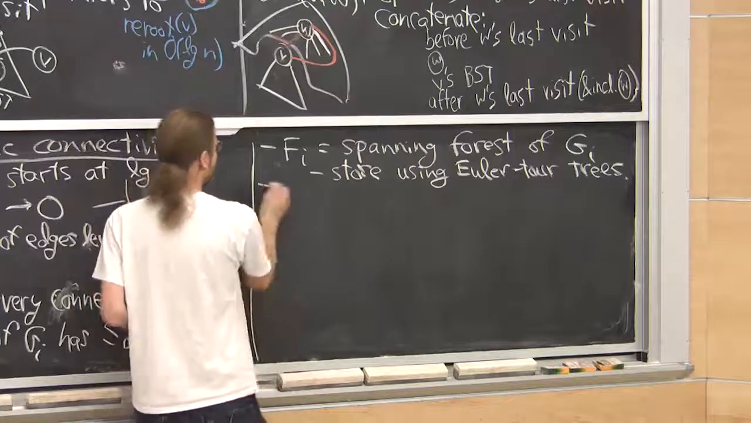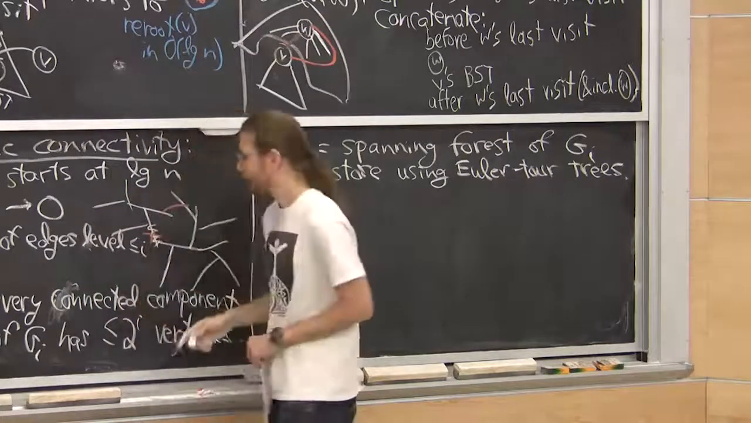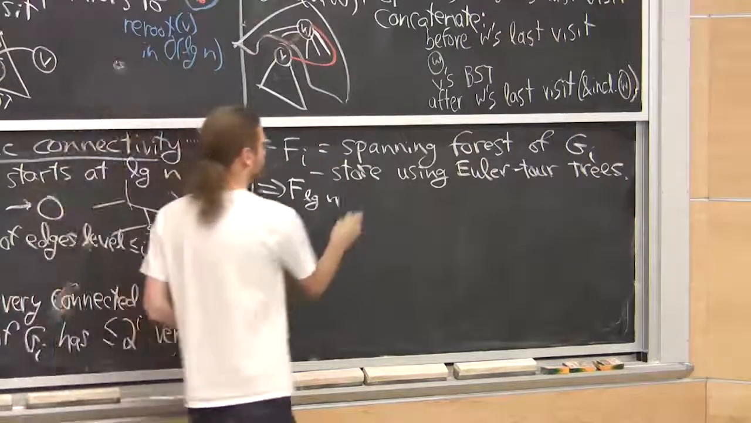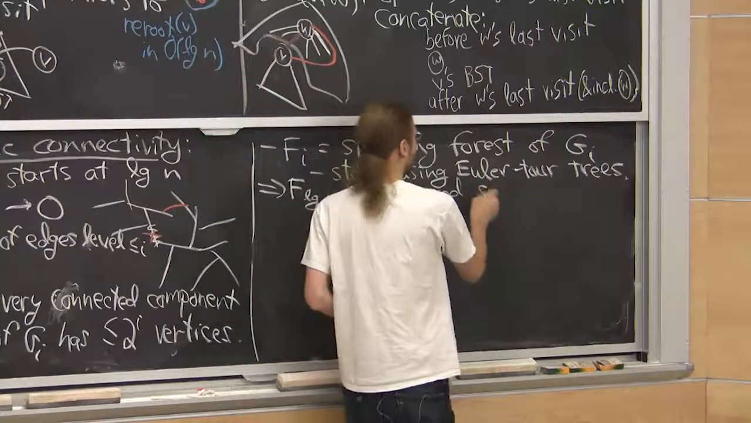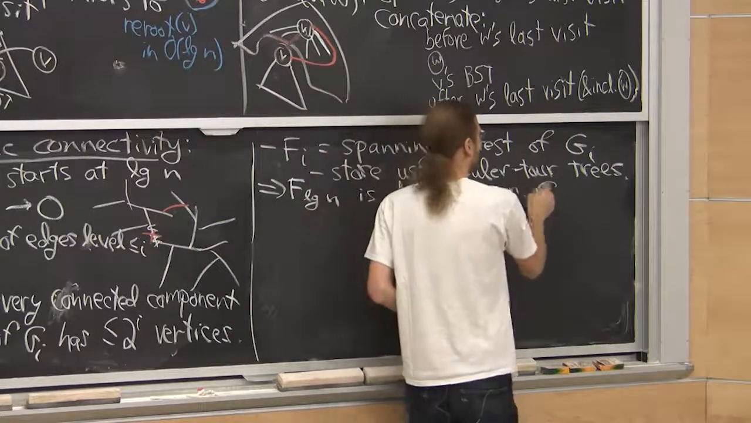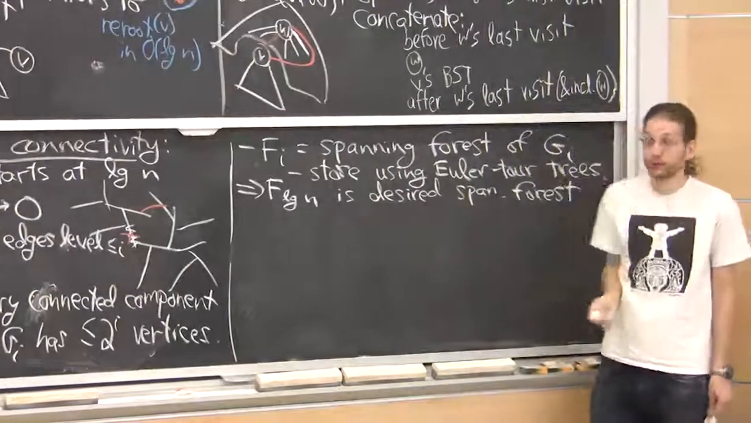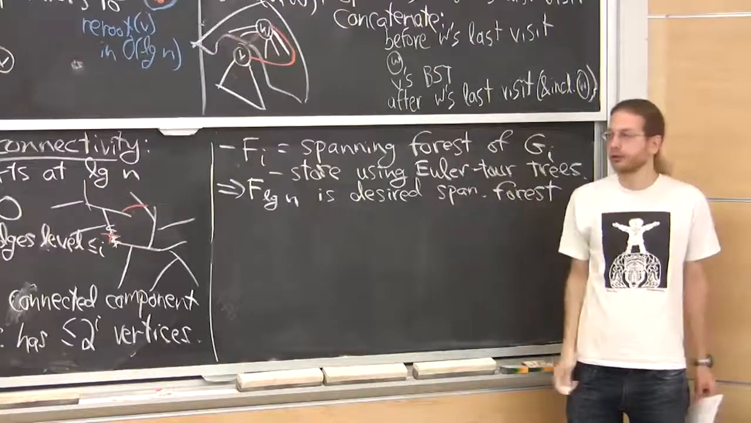Okay, well, in particular, that means that F_log n, which is a spanning forest of G_log n, which is everything, that will let me solve queries. This is the desired spanning forest that will let me ask connectivity queries. So all this infrastructure is in order to support deletes efficiently. But queries are easy. We just look at the top forest. That's the one we want.